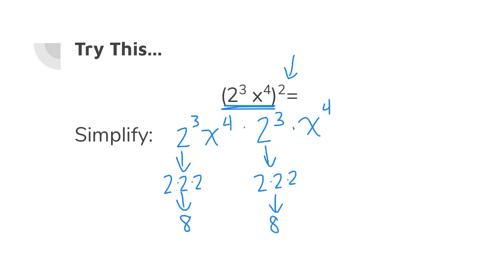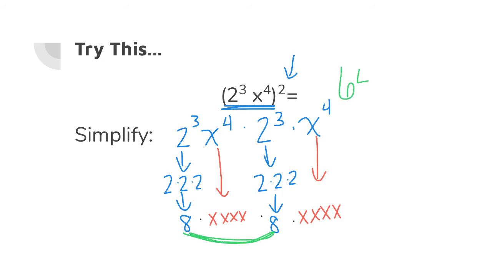Keep in mind that you still have 4 x's there and 4 x's there, and I'm going to multiply all of those together. So if I were to take my 8 times my 8, I would get 64. And then I would have a base of x, and it's being repeatedly multiplied 1, 2, 3, 4, 5, 6, 7, 8. There is my answer, but could I have gotten there a different way?